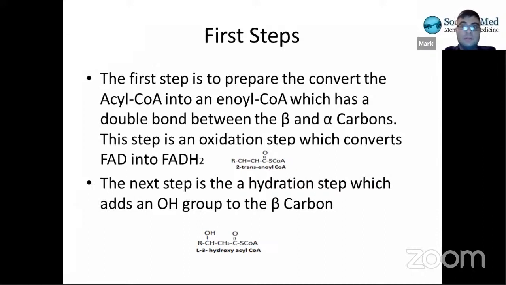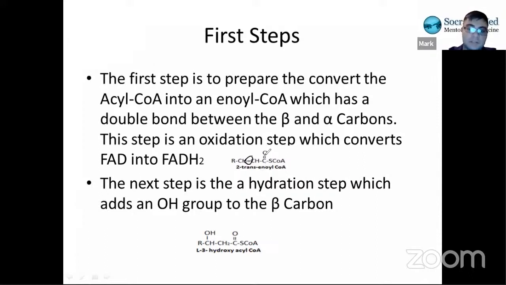The thing we usually want to get reduced is either FAD or NAD into FADH2 or NADH. In this case, it's FAD into FADH2. And this is what an enoyl-CoA looks like. If you remember, the acyl-CoA just looks like a fatty acid chain, whereas now we have this double bond next to the alpha carbon. The alpha carbon is the first carbon next to this acyl carbon.